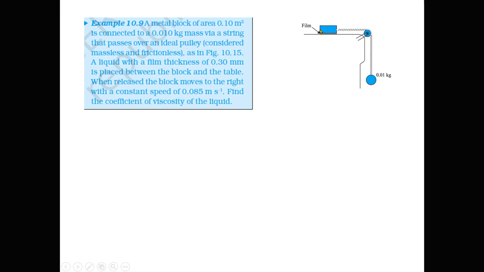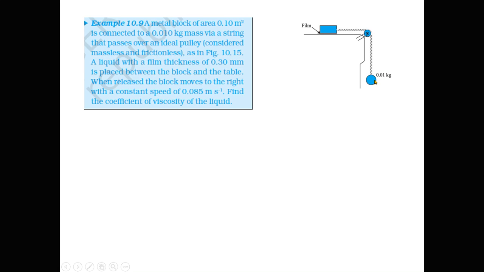Suppose this is a block and this is the table. In between this block and the table there is a liquid film of some oil. It may be coconut oil or anything like that. And this block is tied to a ball. The ball has mass 0.01 kg. This is a pulley, massless and frictionless. In mechanics, we consider this a massless and frictionless pulley.